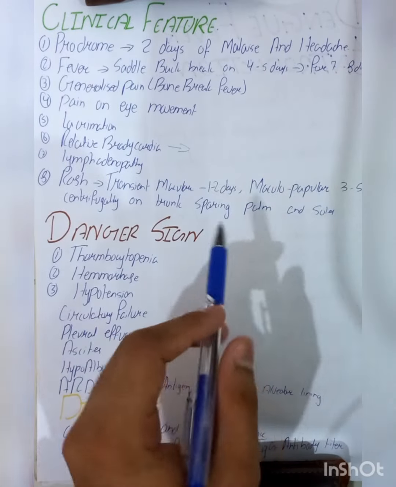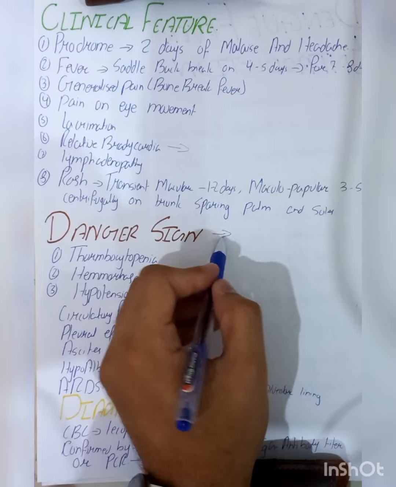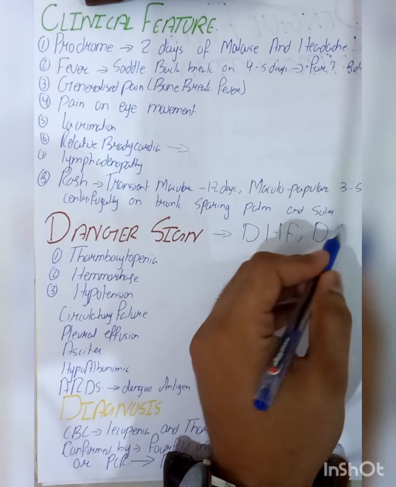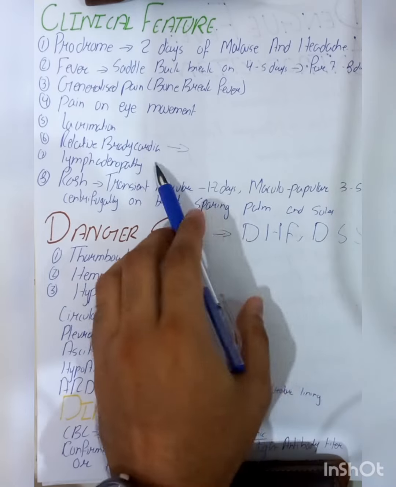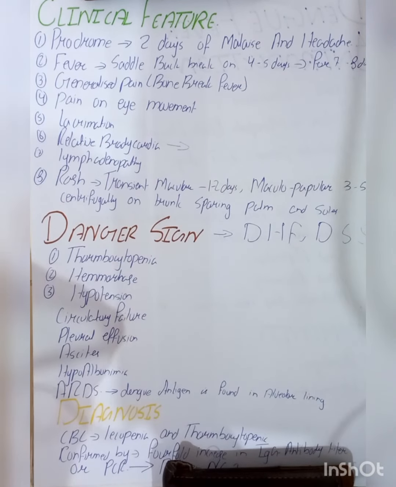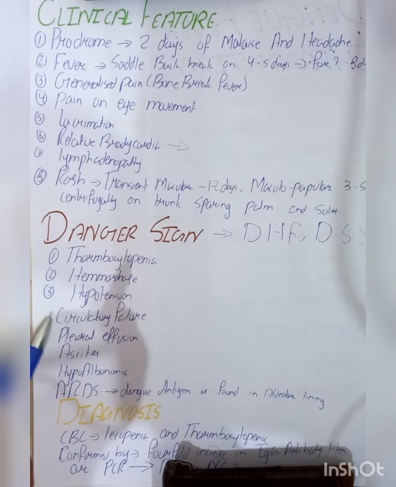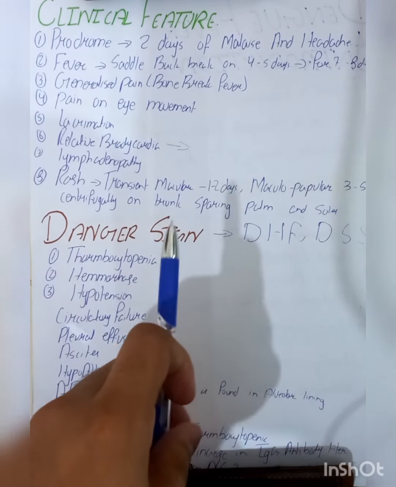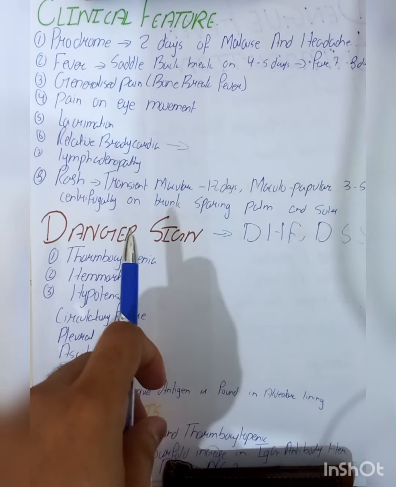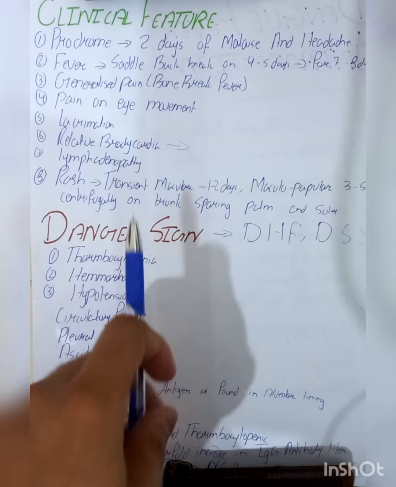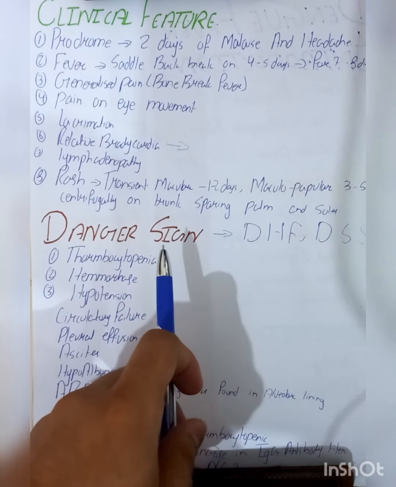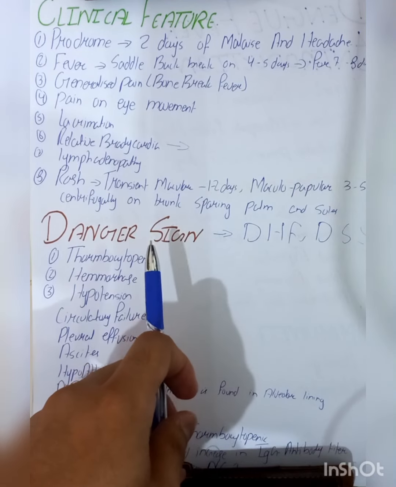So what do you mean by danger signs? Danger sign is also known as dengue hemorrhagic fever or dengue shock syndrome. What are the danger signs of dengue fever? The pathogenesis of dengue hemorrhagic fever is something very important to know: not every patient who gets dengue fever has dengue hemorrhagic fever, but some patients are prone to have it.